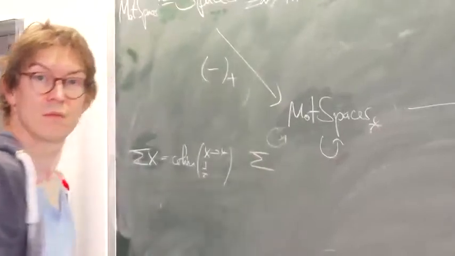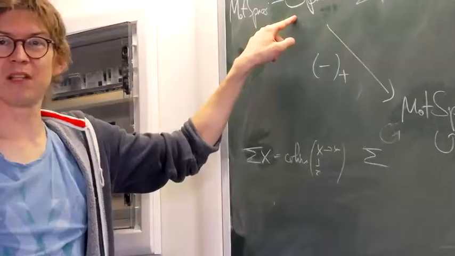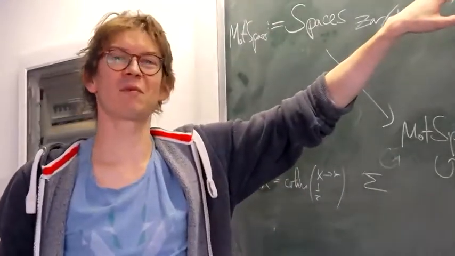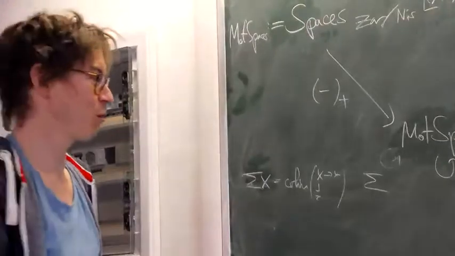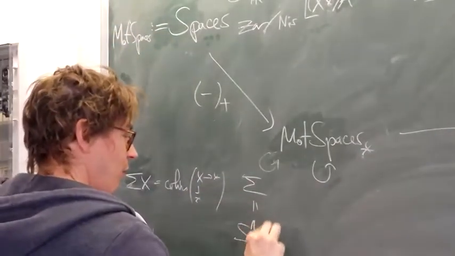The other endofunctor makes sense, but need not exist. But the first thing we did was cocomplete, so we are safe. Also, this localization is within presentable categories, and still okay, good. Complete. So this is really smashing with S^1.